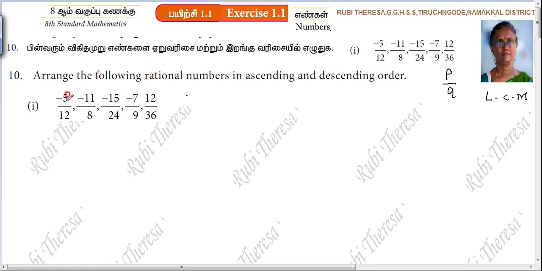First you see the numbers: minus 5 by 12, minus 11 by 8, minus 15 by 24, minus 7 by minus 9, which is nothing but what? 7 by 9. Next one is 12 by 36. Suppose you bring it into the standard form. I told you what is meant by standard form. In the denominator you should not have a minus symbol. Understand?